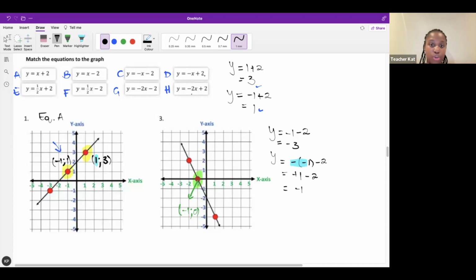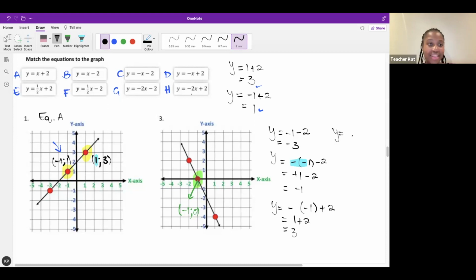Okay, let's move on to graph D. Y equals -1. This time is +2. Okay, so that gives us 1 plus 2, which is 3. Is that a match? No. Oh, this graph is stubborn. Let's move on to graph E.